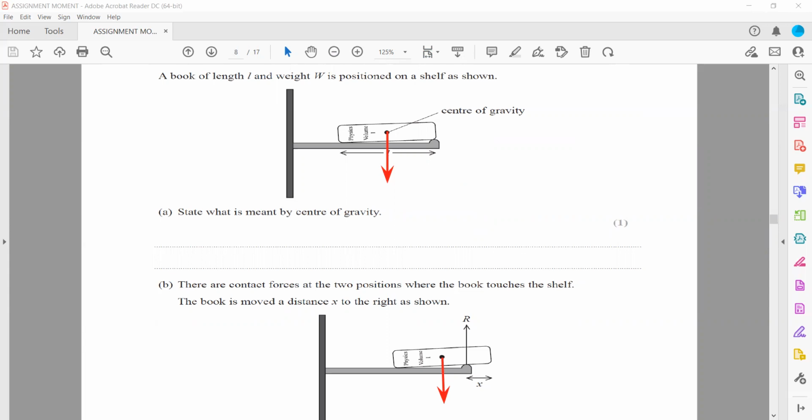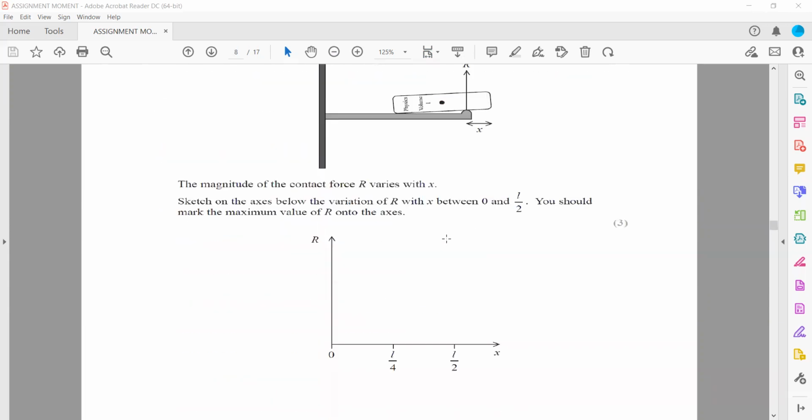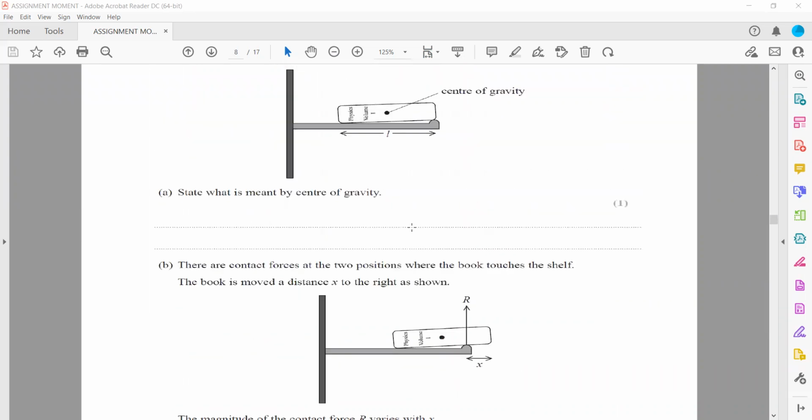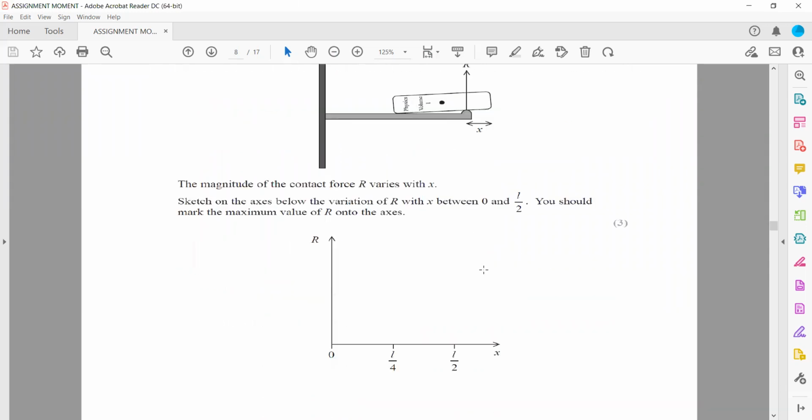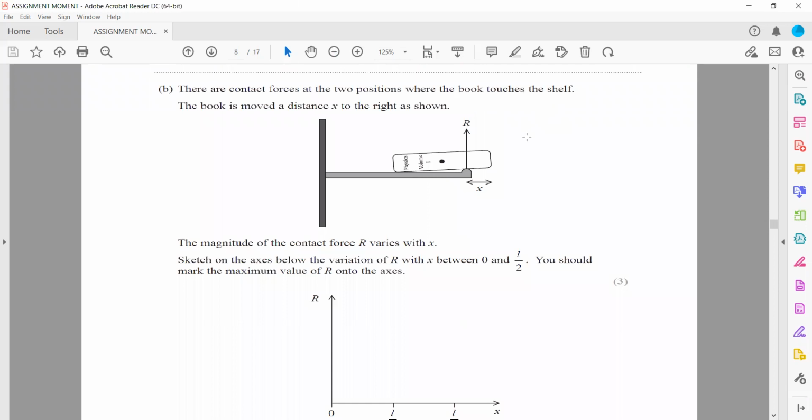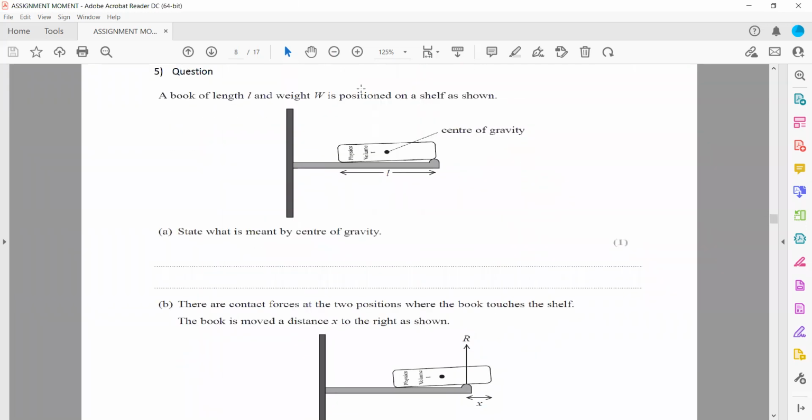When you're checking the first part, at this position, x is 0, then a quarter, then L by 2. Like from this starting position till we move a distance L by 2, and x is the movement, so the variation is there. So the total clockwise and anti-clockwise moments should be equal to each other.